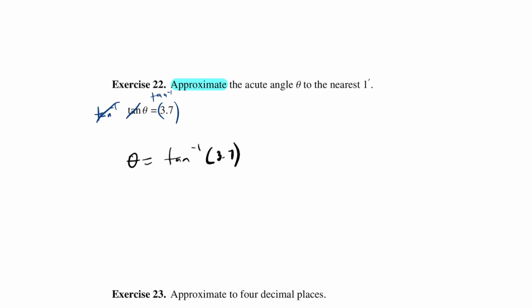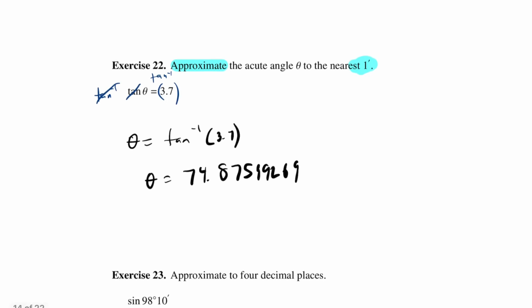All right, so inverse tan of 3.7, close parentheses, theta is equal to 74.87599269. But as you can see, they want us to round to the nearest minute. So if you recall, the way we do that, it's going to be 74 degrees. And then the way you get the minutes is you subtract the 74 that's on your calculator. So on your calculator, just do minus 74 to get rid of the number before the decimal. So your calculator should show just this 0.87.